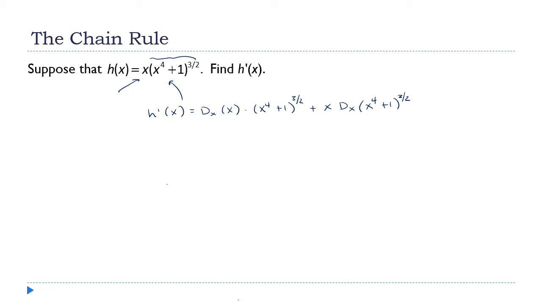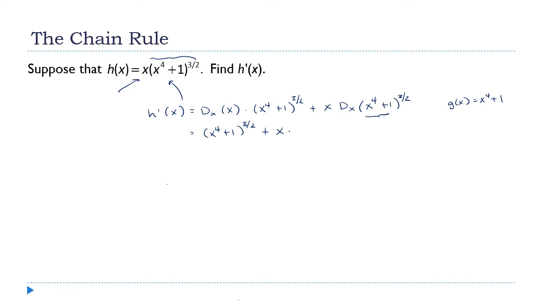Okay, so this first part is easy. The derivative of x is just 1. So this whole thing is just (x to the fourth plus 1) to the 3/2 plus x times, and now I have to do the derivative of this piece. This piece is going to be a chain rule situation. My inside function, that's x to the fourth plus 1. So g of x is x to the fourth plus 1. And I'm going to leave it, and let's do the derivative.